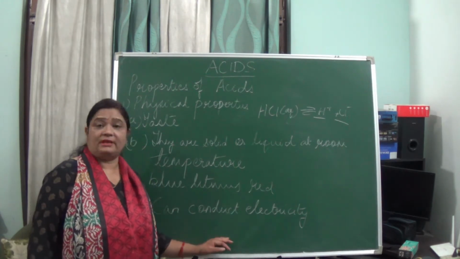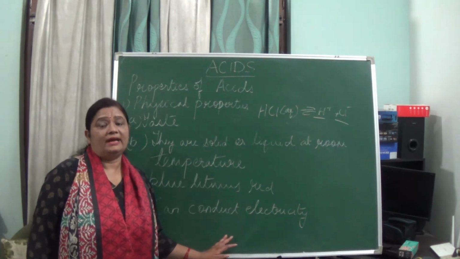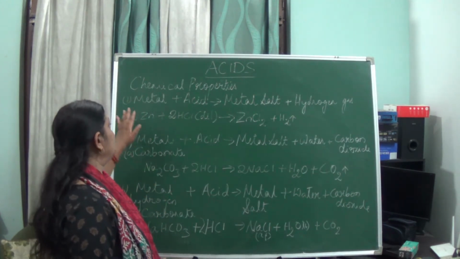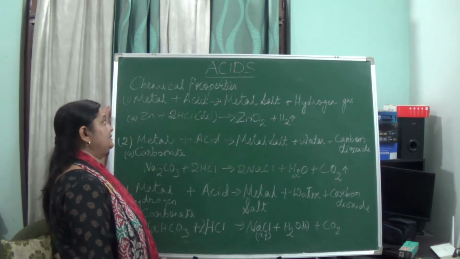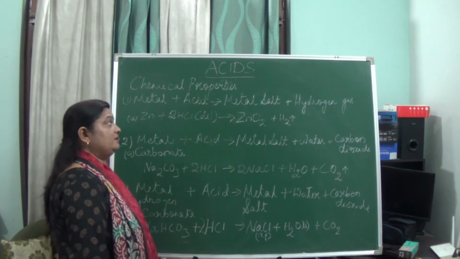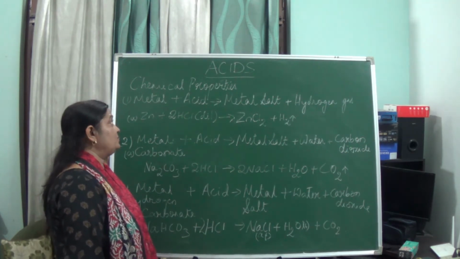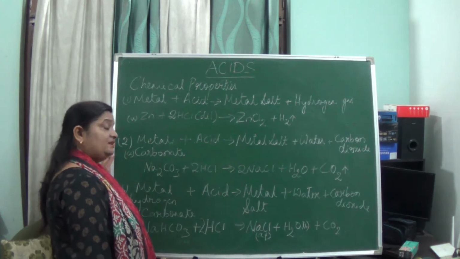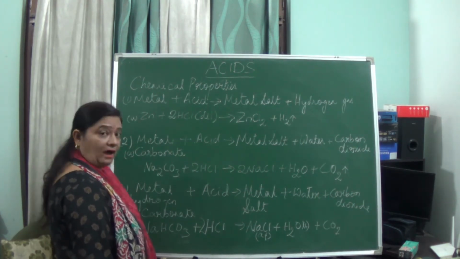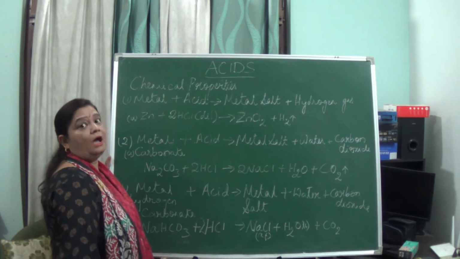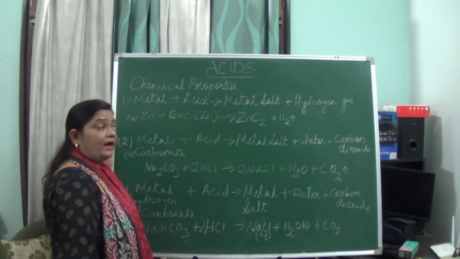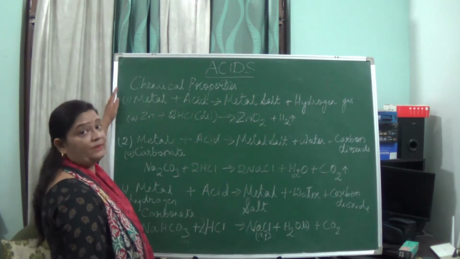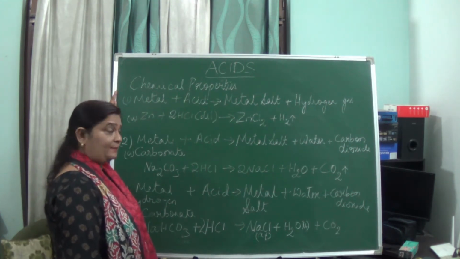And now we are going to study what? The chemical properties of acids. Now chemical properties of acids: how acid reacts with metal, what they give out. It reacts with metals to give out hydrogen gas. How metal carbonate reacts with acid, how metal hydrogen carbonate reacts with acid, how acid reacts with base, and how acid reacts with metallic oxides. These are the chemical properties. We have to study these chemical reactions.